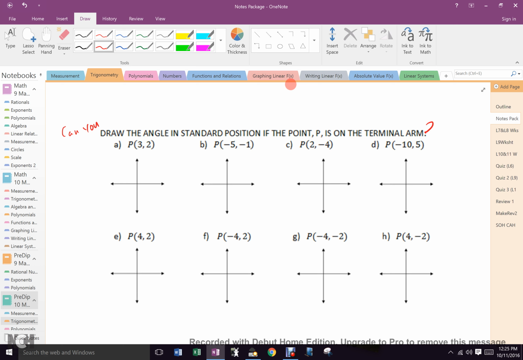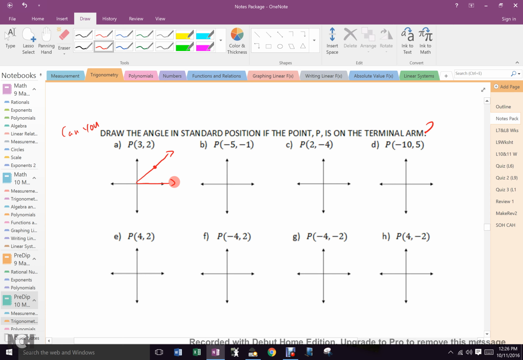No, seriously. This point has to be on the terminal arm. Where does that point live? On the x-axis, out 3, and what? Up 2. So there is my angle. Is everybody cool with that? Everybody's got it? Okay. Do that for all of these.